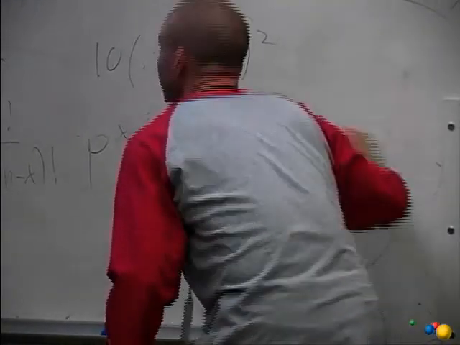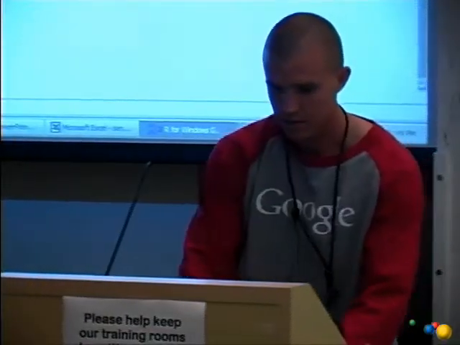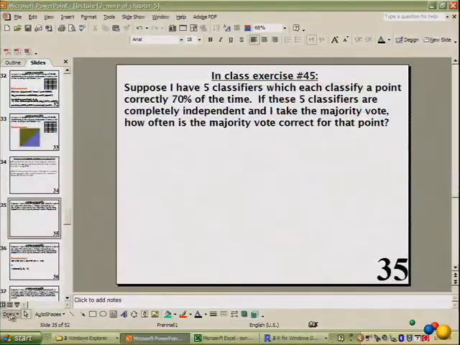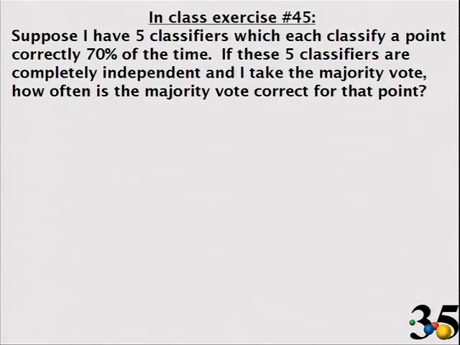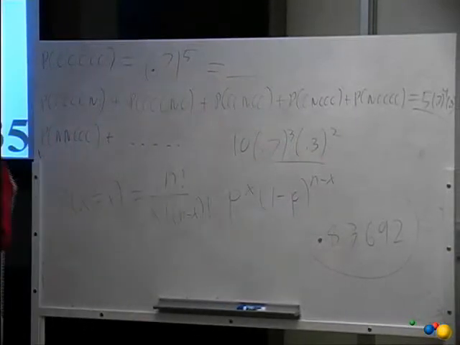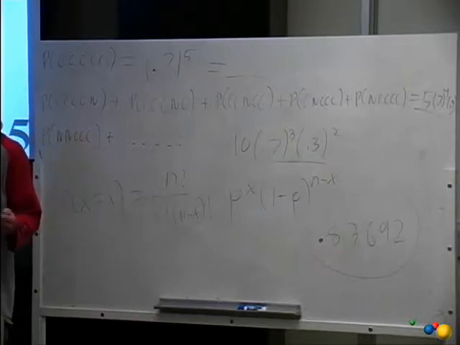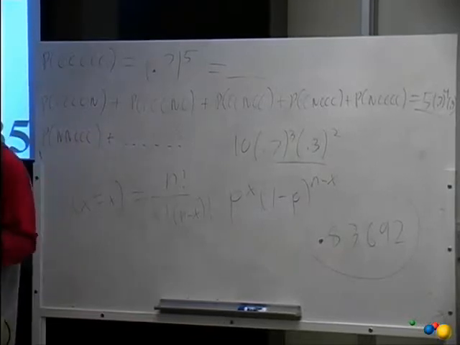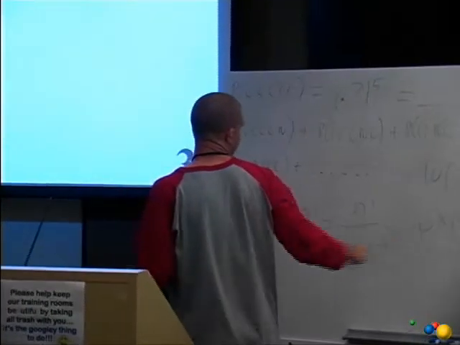0.83692 compared to the original probability, which was 70%, right? So if you have 5 people that are correct 70% of the time, and they vote independently of each other, their majority vote is going to be correct 83 or 84% of the time. So this is sort of the whole motivation behind some of these ensemble methods: if I can get a whole bunch of different independent classifiers, get them to vote, and take the majority vote, I can do a lot better, right?